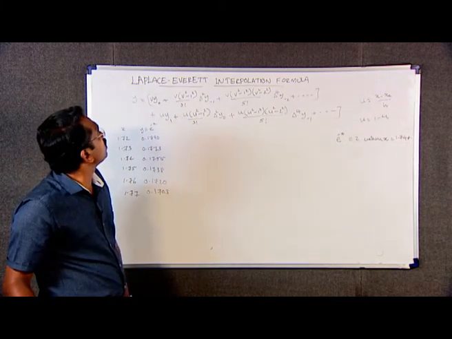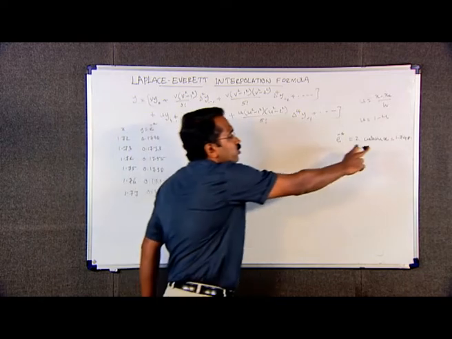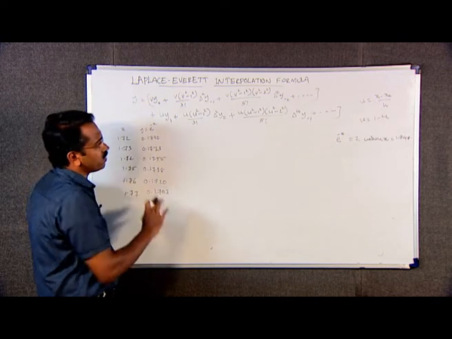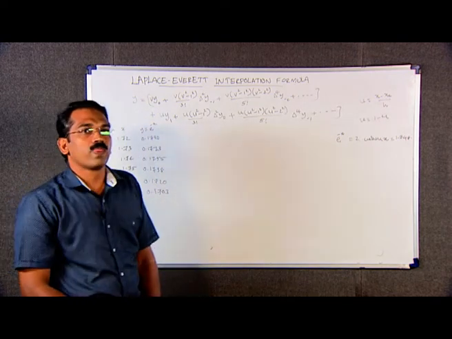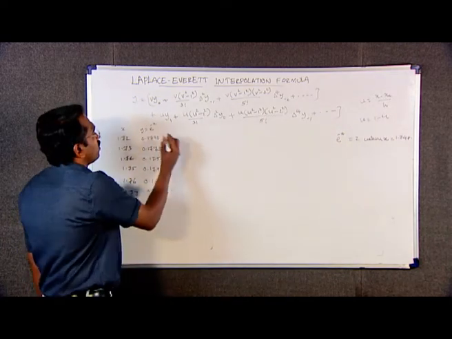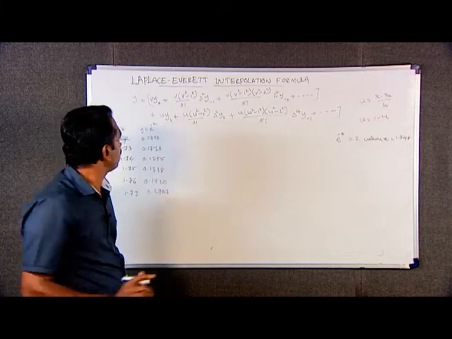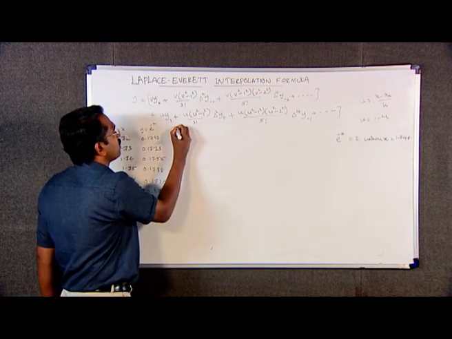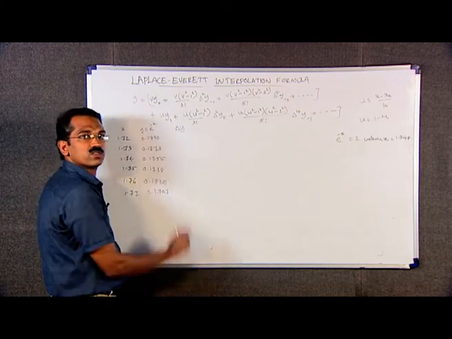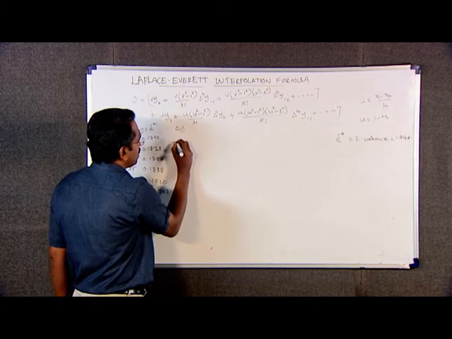We can use this Laplace-Everett interpolation formula because x equal to 1.748 is near to the central values. First of all, we form the difference table. This is the given data. Using this data, we form the difference table. First order differences are 0.1773 minus 0.1790, which is negative 0.0017.